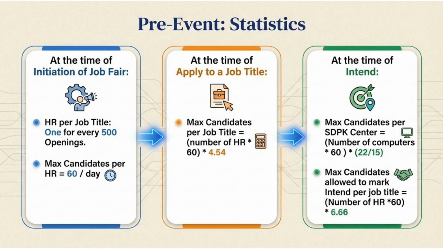Pre-event statistics establish HR requirements and candidate limits. At initiation, there is one HR per job title for every 500 openings, with a limit of 60 candidates per HR per day. Formulas determine the maximum candidates allowed to apply to a job title and mark intent.